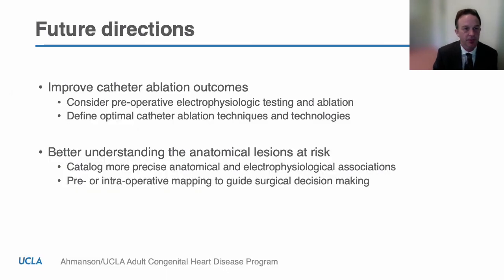Future directions in this population, we need to improve our catheter ablation outcomes. We should be considering preoperative studies in all patients that are going to Fontan with high-risk lesions such as CCTGA and good septal alignment, as well as patients with heterotaxy syndrome. We also need, I think, to think about understanding the anatomy better, especially when it comes to helping our surgeons during complex biventricular repairs. We need to understand the anatomical electrophysiological correlations better, and we also could be considering preoperative or intraoperative mapping to guide surgical decision making.